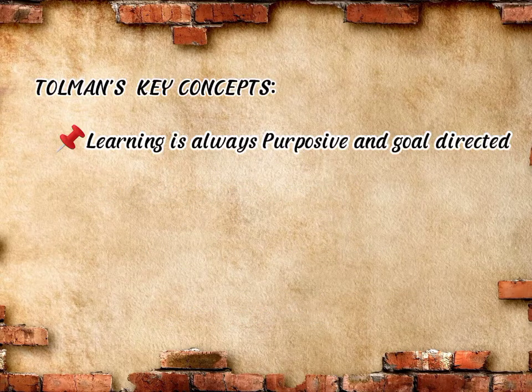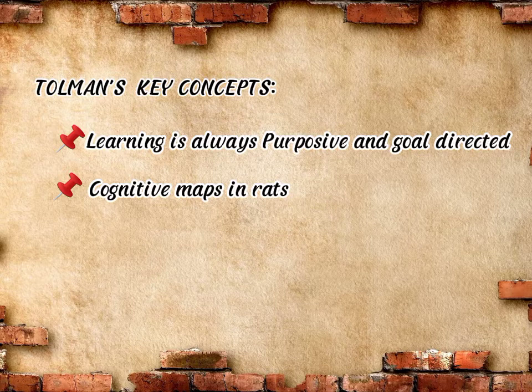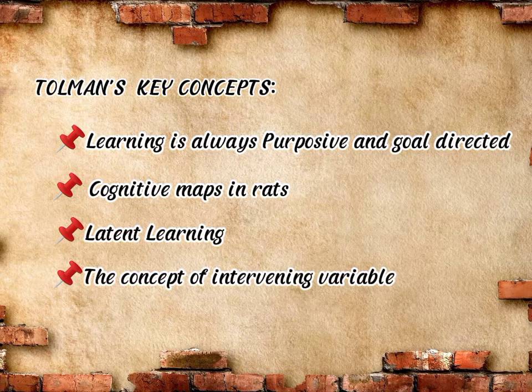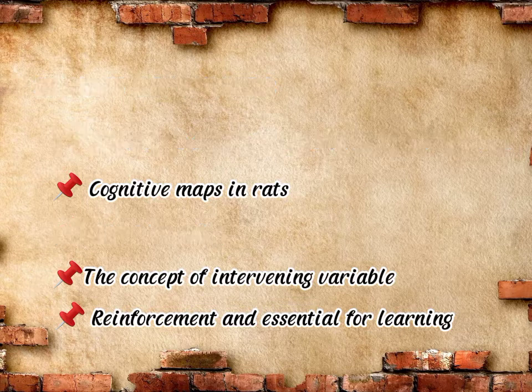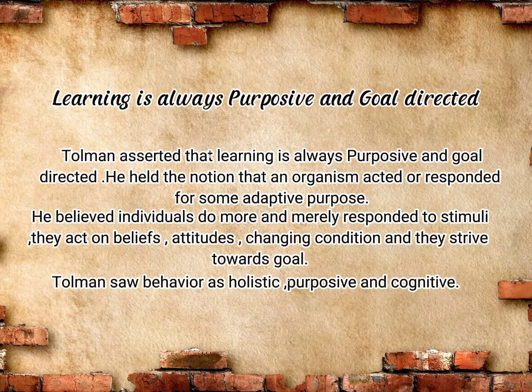Tolman's key concepts are: first, learning is always purposive and goal-directed. Second, cognitive maps in rats. Third, latent learning. Fourth, the concept of intervening variable. Fifth, reinforcement is not essential for learning. Learning is always purposive and goal-directed. Tolman asserted that learning is always purposive and goal-directed. He held the notion that organisms act or respond for some adaptive purpose. He believed individuals do more than merely respond to stimuli. They act on beliefs, attitudes, and changing conditions, and they strive toward goals. Tolman saw behavior as holistic, purposive, and cognitive.